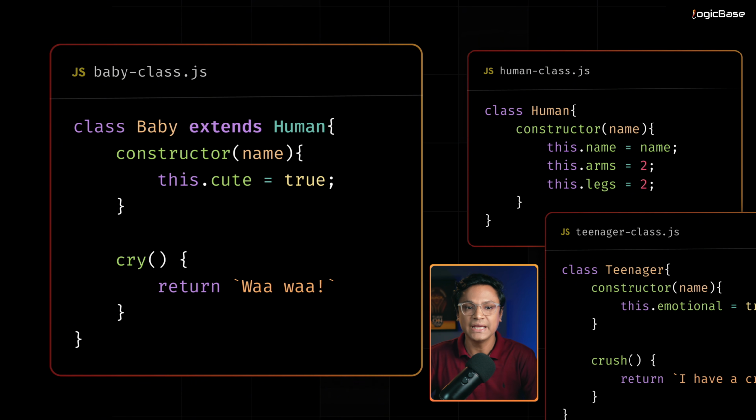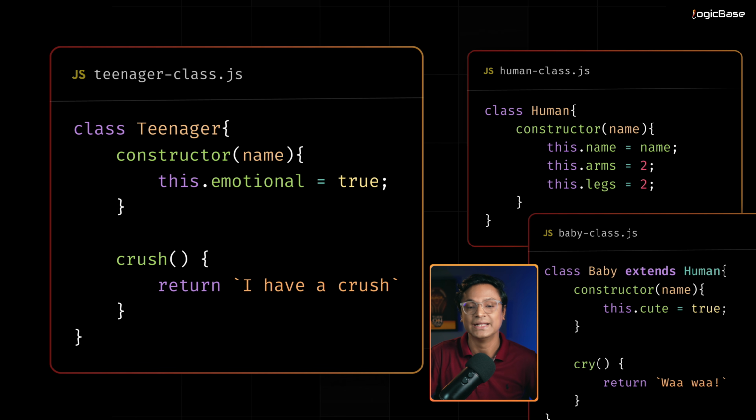So when baby extends human, it inherits all the common properties like name, arms, and legs. On top of that, baby adds its own unique property, which is this.cute. Exactly, the baby class also has its own special method called cry. This is how one class can take properties from another and form a new one. And this whole process is what we call inheritance.